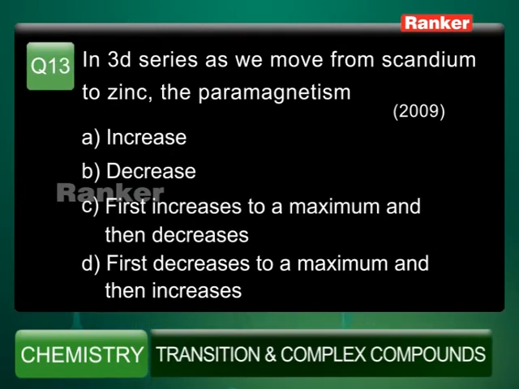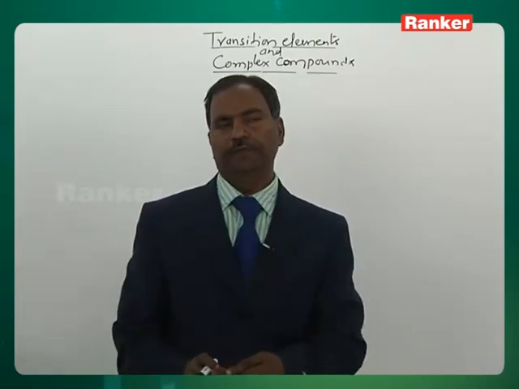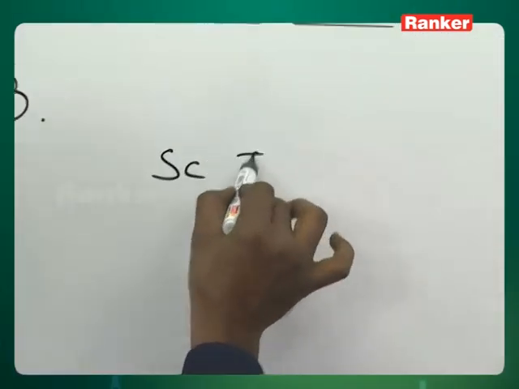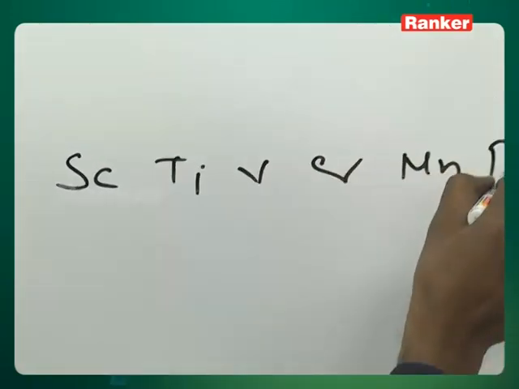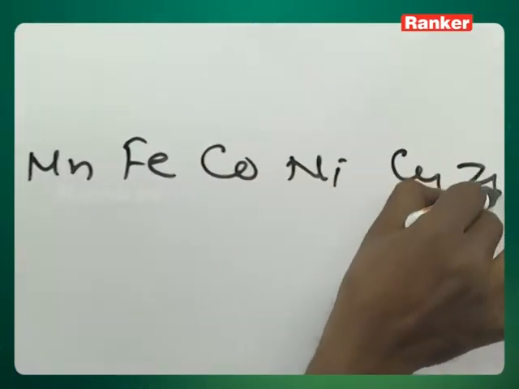In the 3d series, as we move from scandium to zinc, paramagnetism. In the 3d series, scandium to zinc, how is the number of unpaired electrons changing? Let us see. Talking about the 3d series: scandium, titanium, vanadium, chromium, manganese, iron, cobalt, nickel, copper, zinc.